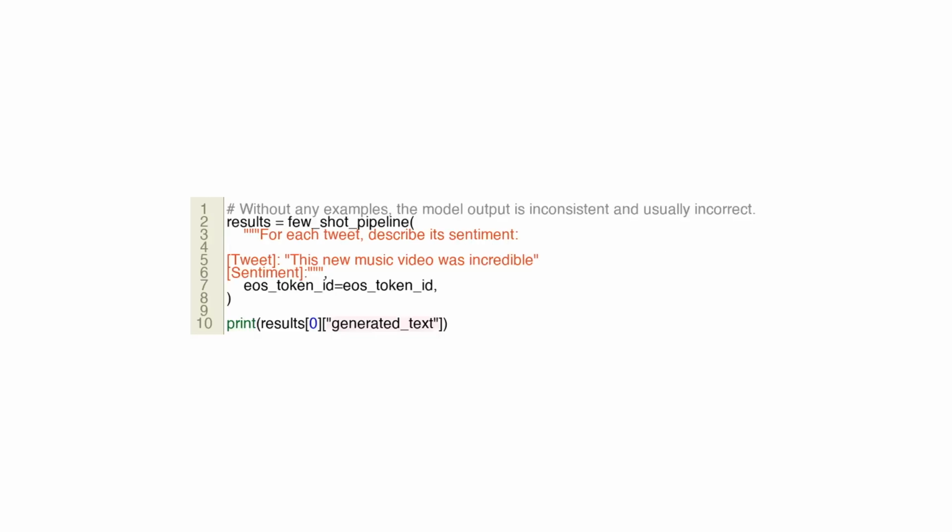This code uses a pre-trained model from Hugging Face to generate a sentiment analysis result on a given tweet. The few-shot pipeline function is likely using a pre-trained model trained on a few-shot learning task, meaning it can solve tasks with limited training data. The results variable is assigned to the output of the function. The generated text from the first result in the list is then printed, which is likely the sentiment analysis result for the tweet. This new music video was incredible.